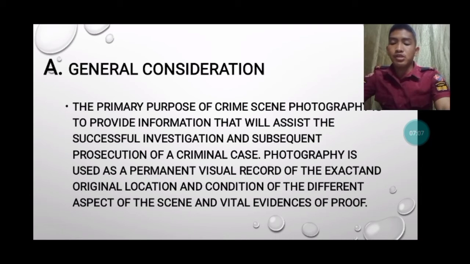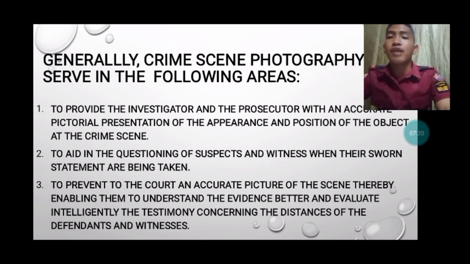In the initial stage of an investigation, there are certain aspects that are not readily evident, but later they may affect vital issues of the case. General crime scene photography serves in the following areas. First is to provide the investigator and the prosecutor with an accurate pictorial presentation of the appearance and position of the objects at the crime scene.